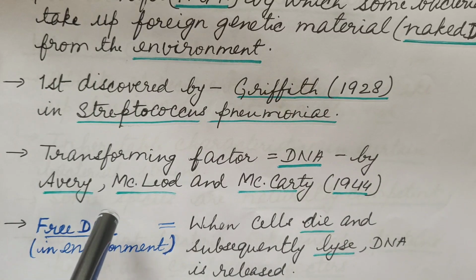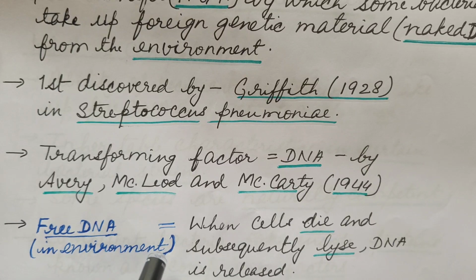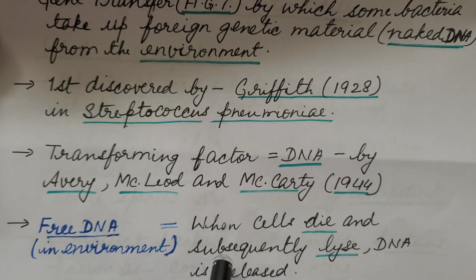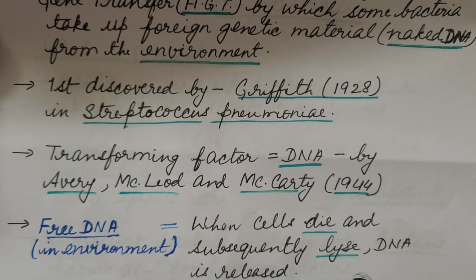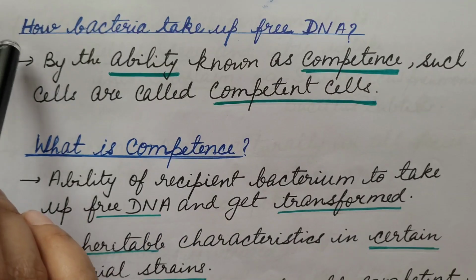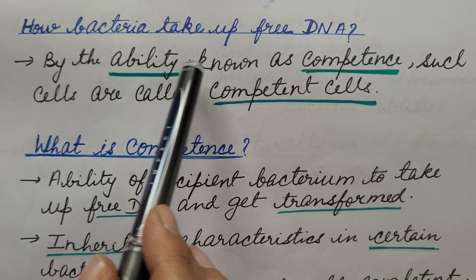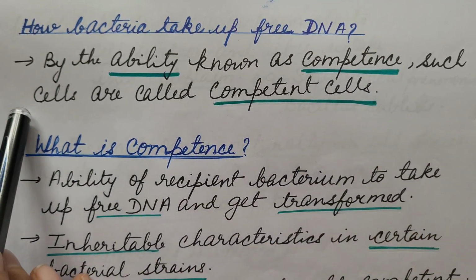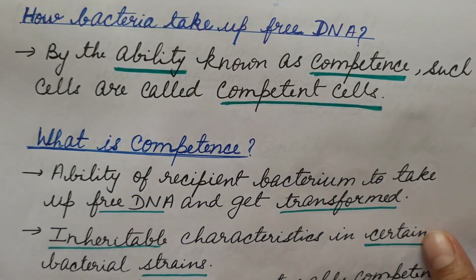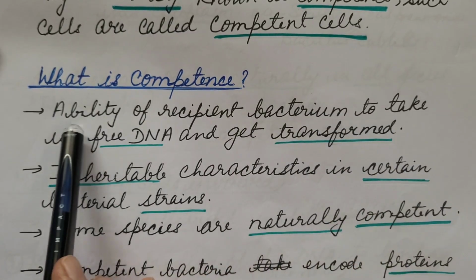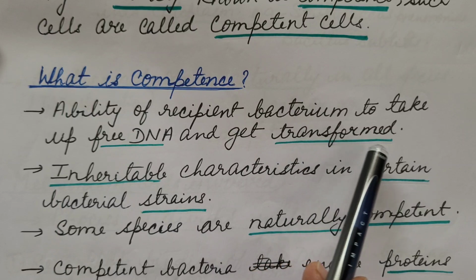So now the question arises, how is the free DNA present in the environment? When any bacterial cell dies, it is subsequently lysed and DNA is released. These are taken up by the recipient bacteria present in the environment. How? Recipient bacteria take up free DNA by the ability known as competence. Such cells are called competent cells. What is competence? It is the ability of a recipient bacterium to take up free DNA and get transformed.